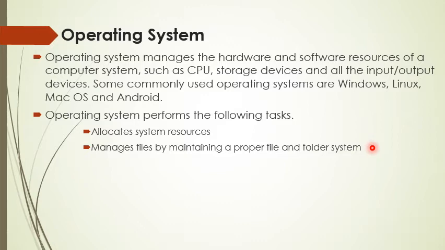In your computer, you see folders and files. All those are properly managed by what? By an operating system. Load and execute application programs or application software. So without an operating system, you are unable to execute application programs or application software. Which ones are application software? Microsoft Word, Excel, PowerPoint, Photoshop, Microsoft Access. All these are application software.